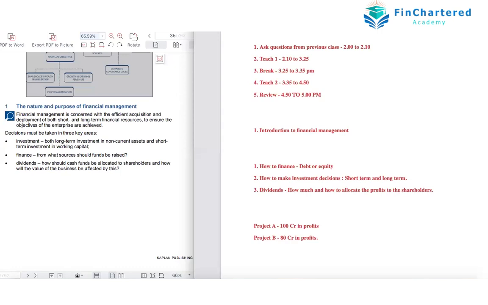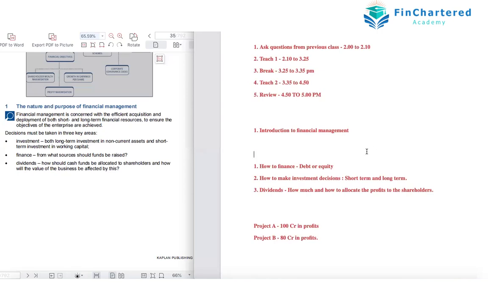For example, Anjana, you are a shareholder. Would you want the profits from the company? Yes. So I will teach you how the company will allocate the profits to the various shareholders. And this is the basic introduction to financial management.